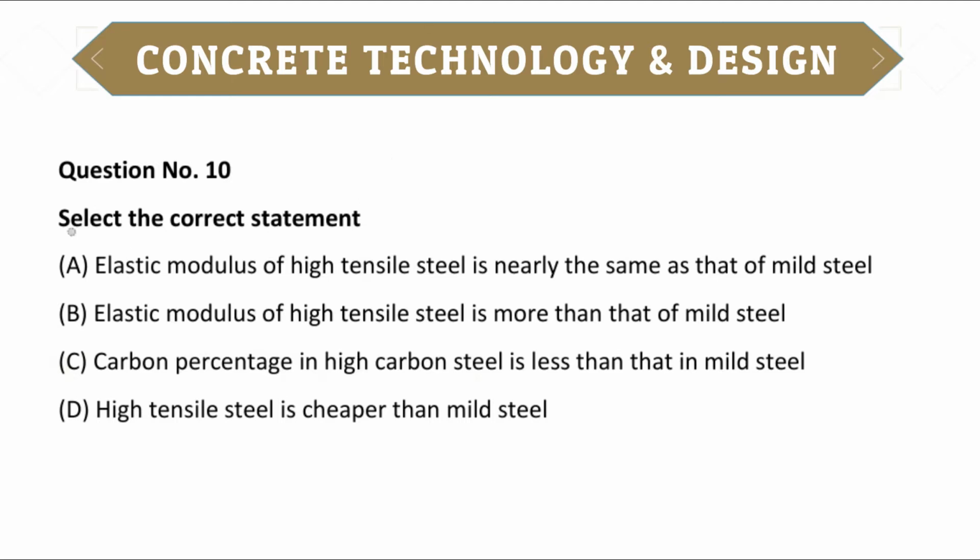So next question, select the correct statement. Option A, elastic modulus of high tensile steel is nearly the same as mild steel. Option B, elastic modulus of high tensile steel is more than that of mild steel. Option C, carbon percentage in high carbon steel is less than that of mild steel. Option D, high tensile steel is cheaper than mild steel. So the correct answer is option A, elastic modulus of high tensile steel is nearly the same as that of mild steel.